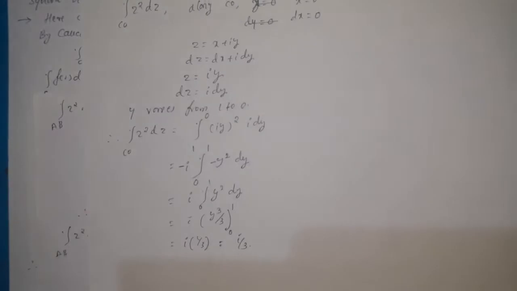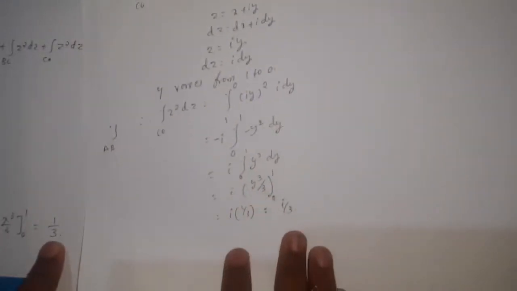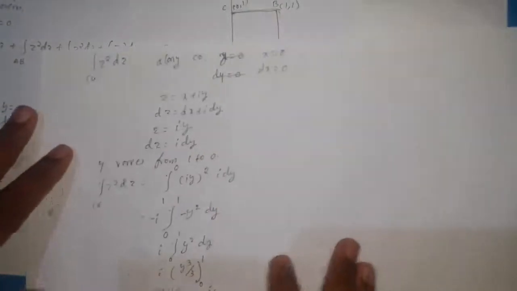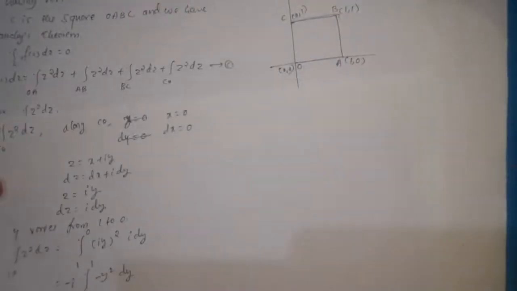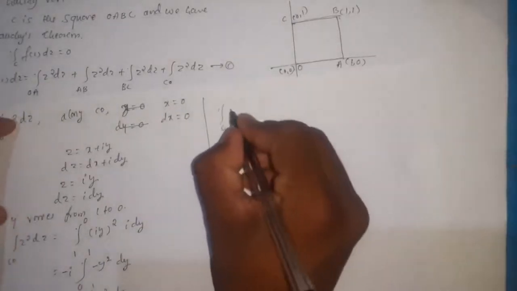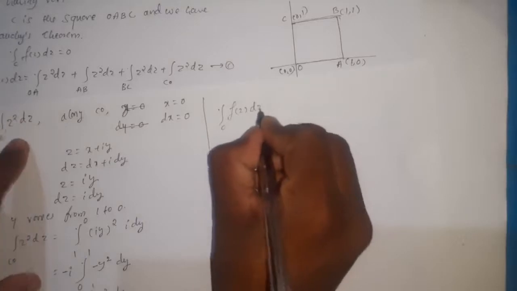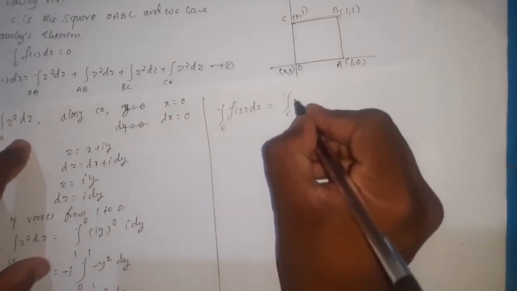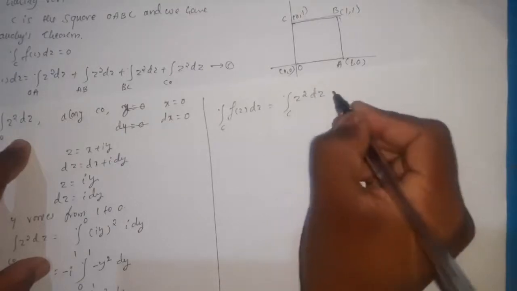Now here we have evaluated all the 4 integrals. So now the first answer is 1 by 3, right? That is for the first one. Now let us evaluate this one, that is integration over c f of z dz, which is equal to integration over c z square dz.